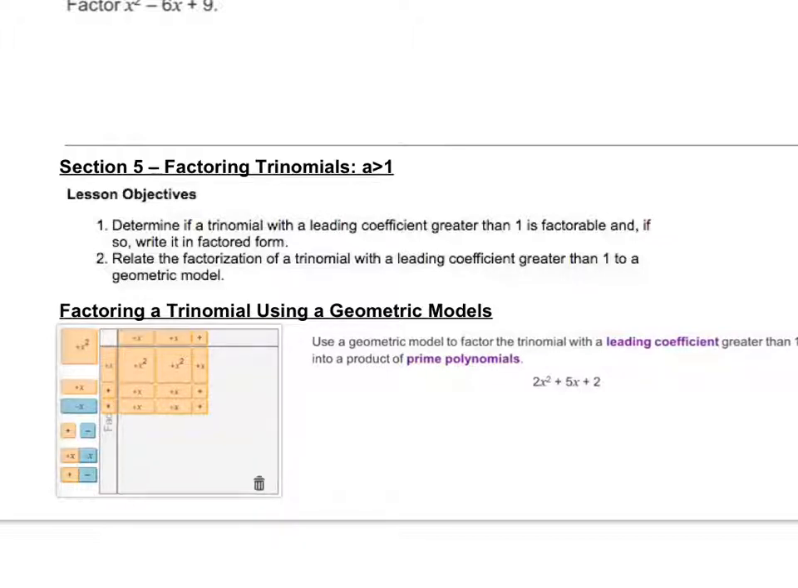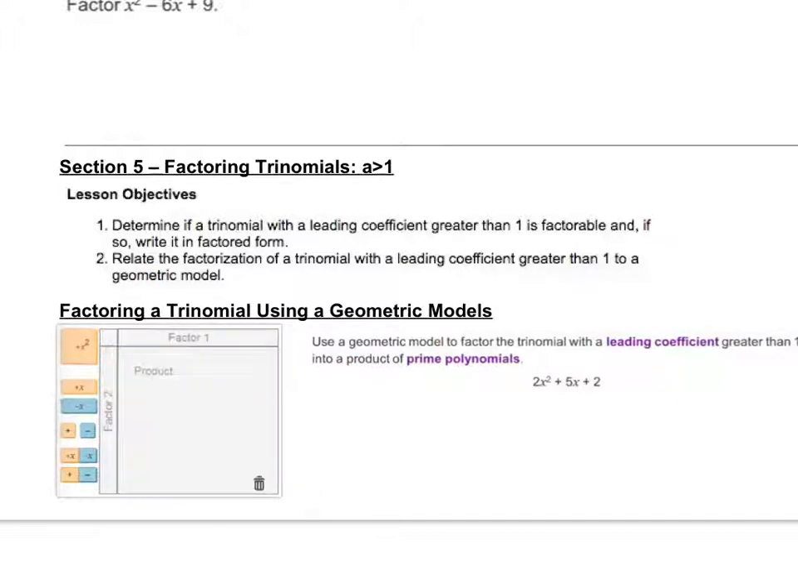So our objectives today: we want to determine if a trinomial with a leading coefficient greater than 1 is factorable, and if so, write it in factored form. Sometimes these aren't factorable. And then number 2 says relate the factorization of a trinomial with a leading coefficient greater than 1 to a geometric model. So let's go ahead and talk about that geometric model right now.